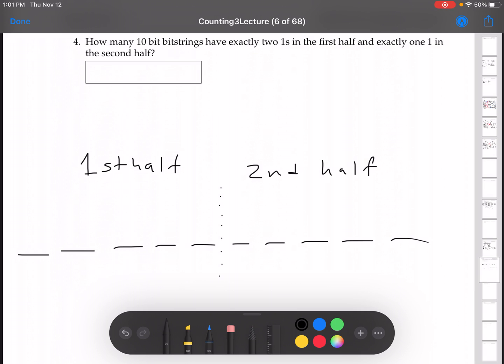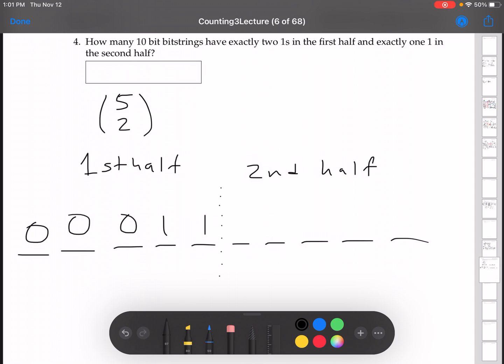Over here in the first half, right, we have 2 ones. So there's many possible ways we could do this. We could put 2 ones there, and then it would be like that, right? We could do the 2 ones there, and then the zeros would go there. So for the first half, we have 5 positions. Choose 2 of them to be ones.